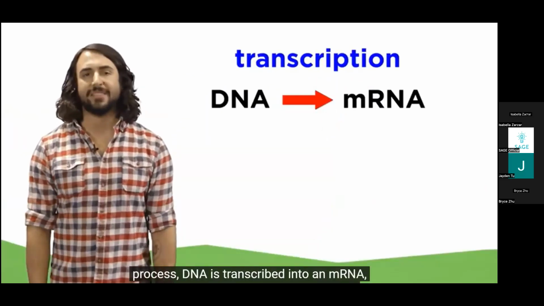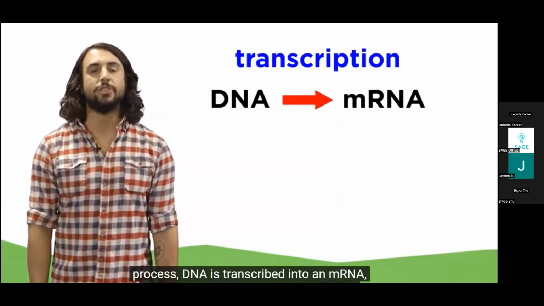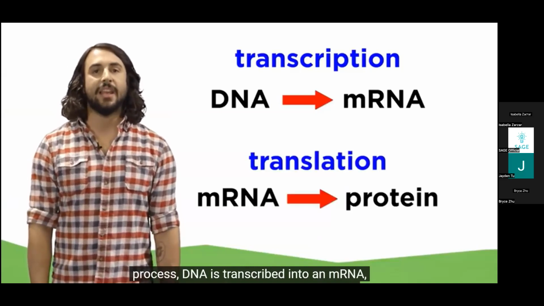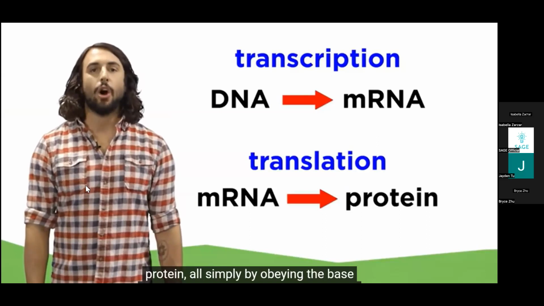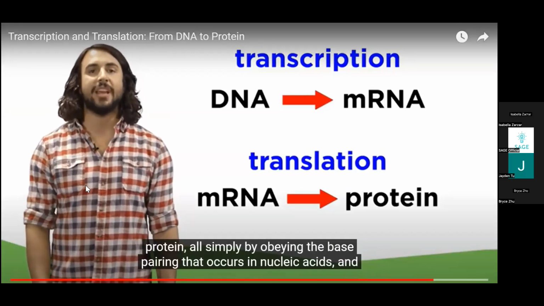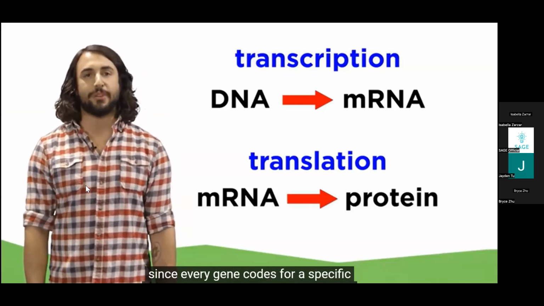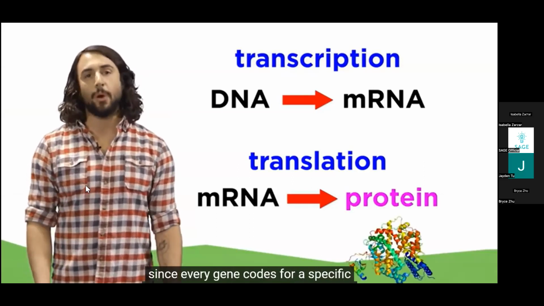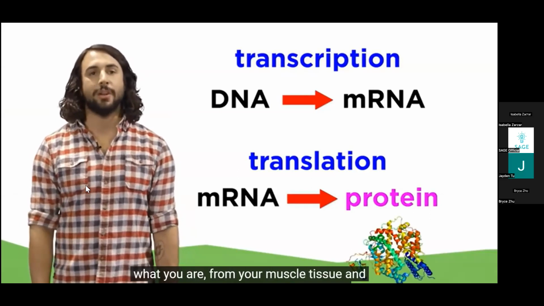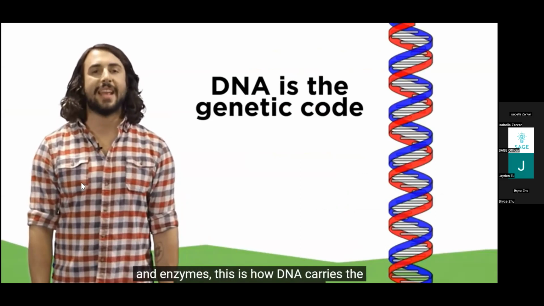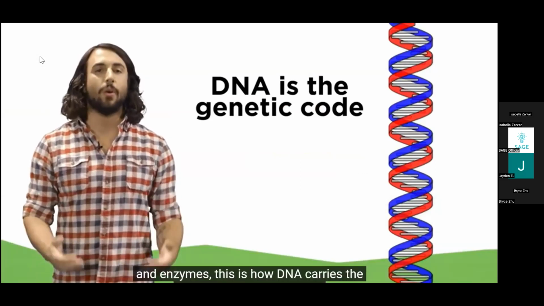So in this 2-step process, DNA is transcribed into an mRNA, and then this mRNA is translated into a protein, all simply by obeying the base pairing that occurs in nucleic acids. And since every gene codes for a specific protein, and proteins make up most of what you are, from your muscle tissue and organ tissue to all of your receptors and enzymes, this is how DNA carries the code for a living organism.